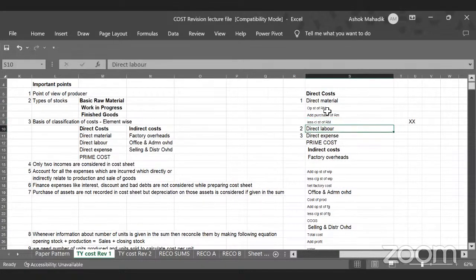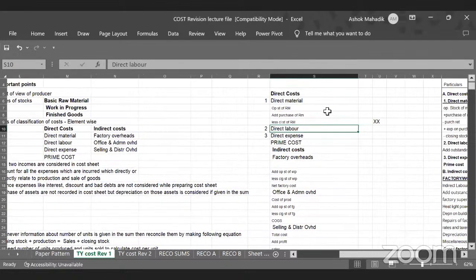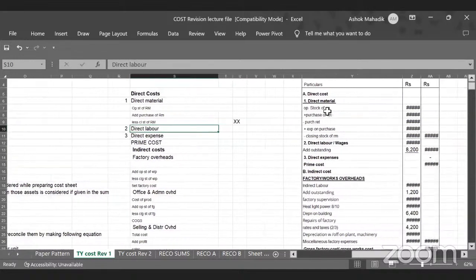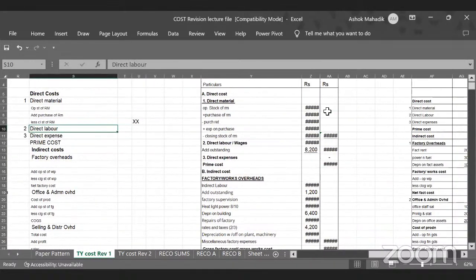This way, you will have to make a cost sheet. So basically, cost sheet is a statement in which you have to list out all the costs in a specific order. The order will be classification of all the cost element wise. So first we take up direct cost, and after that indirect cost. Now I'll show you a complete format of cost sheet.